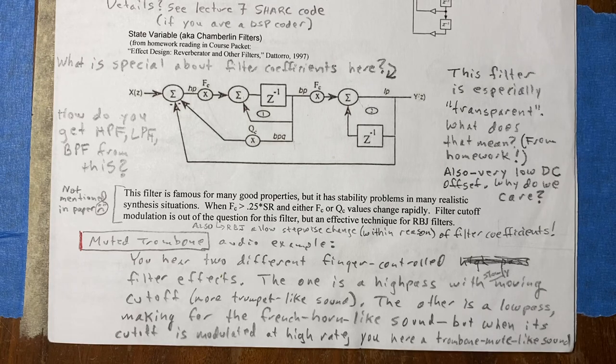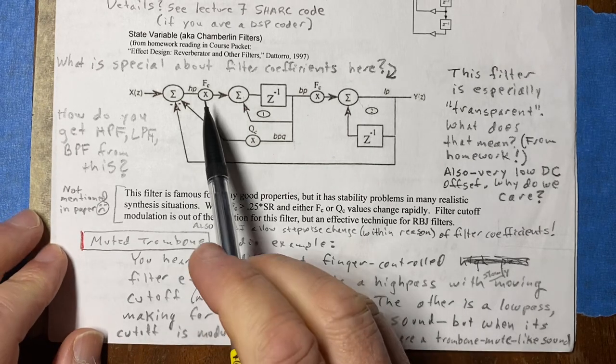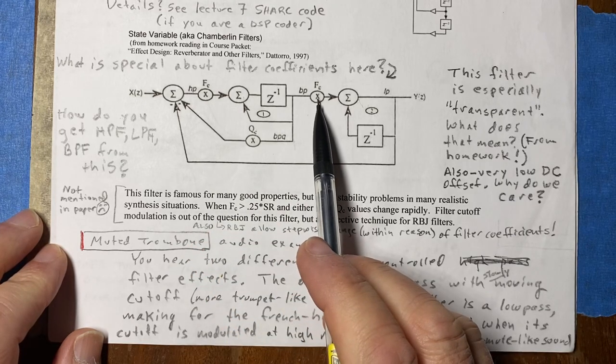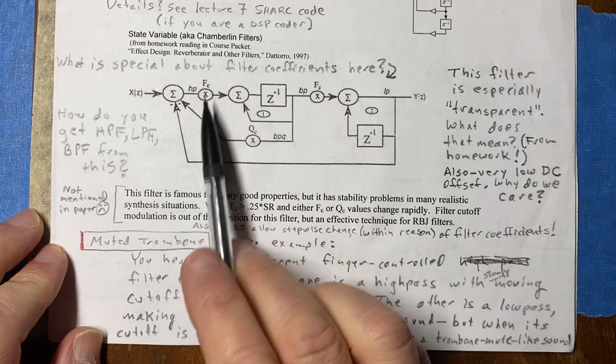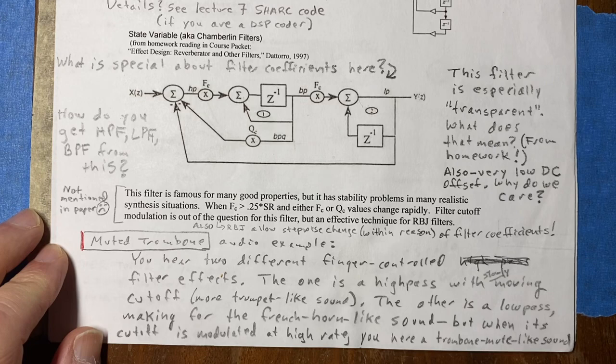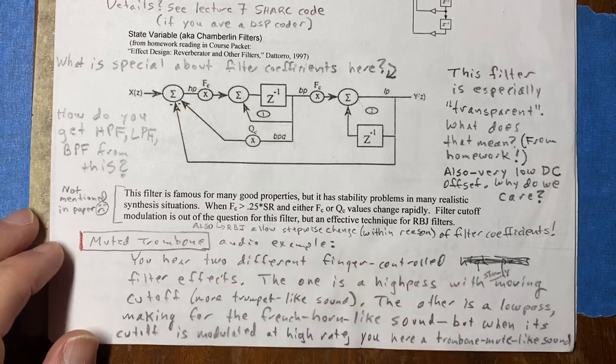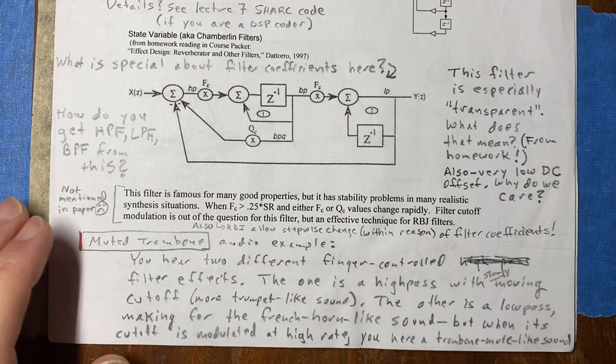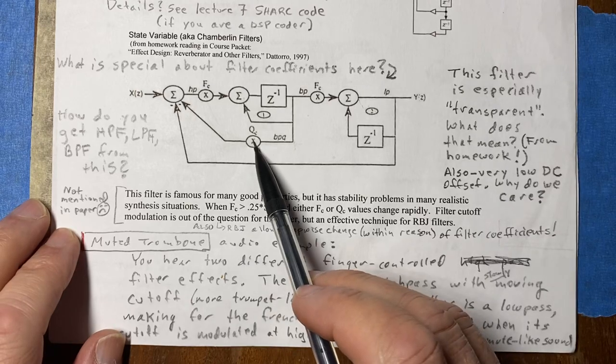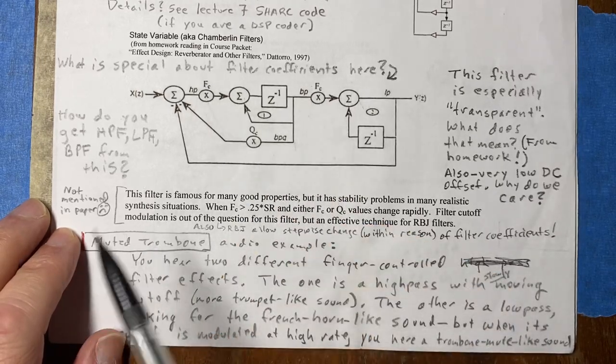Well, the thing that's cool about this filter is that FC here, that is the cut frequency, that filter coefficient here and here only depends on the cut frequency and not on the bandwidth. And this here depends only on the bandwidth or the Q of the filter, so it does not depend on the cutoff frequency. So it's really nice in many situations to keep these controls separate. If you change the Q of the filter or the bandwidth of the filter, you're only changing this coefficient. These stay the same as they were, and vice versa.